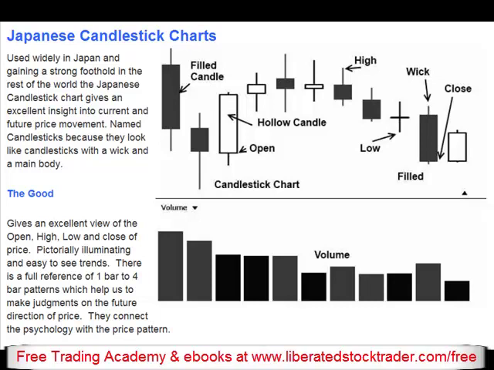There is a full reference of 1 bar to 4 bar patterns which help us to make judgments on the future direction of price. And they connect the psychology with the price pattern. The bad. Although candlesticks have many advantages, they can seem like information overload to the beginner. And there are also many candlestick patterns to learn.